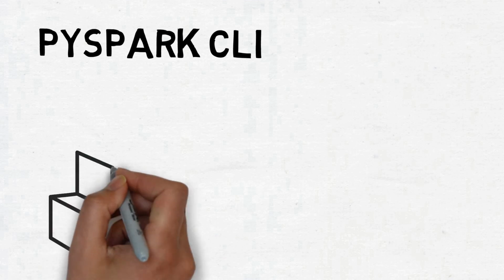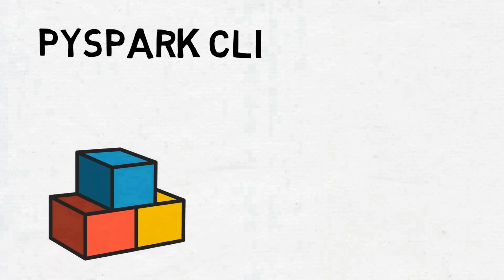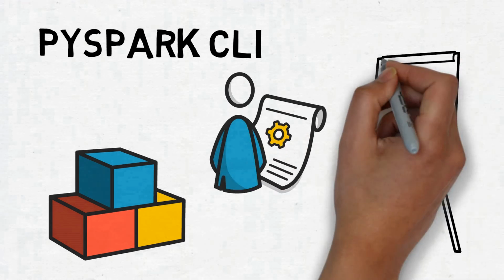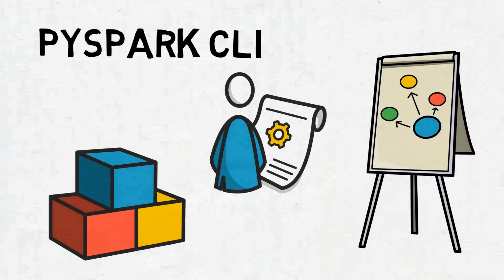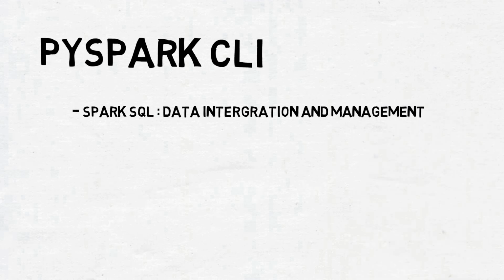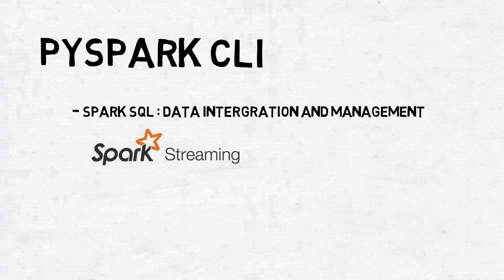PySpark CLI streamlines this process by creating the structure of the project along with setting up the required configuration files. You can choose from multiple templates depending on your project type. PySpark CLI leverages PySpark support for Spark SQL, which allows easy data integration and management. PySpark CLI also supports the Spark Streaming module and allows you to integrate the additional files required for streaming projects at the time of project creation itself.